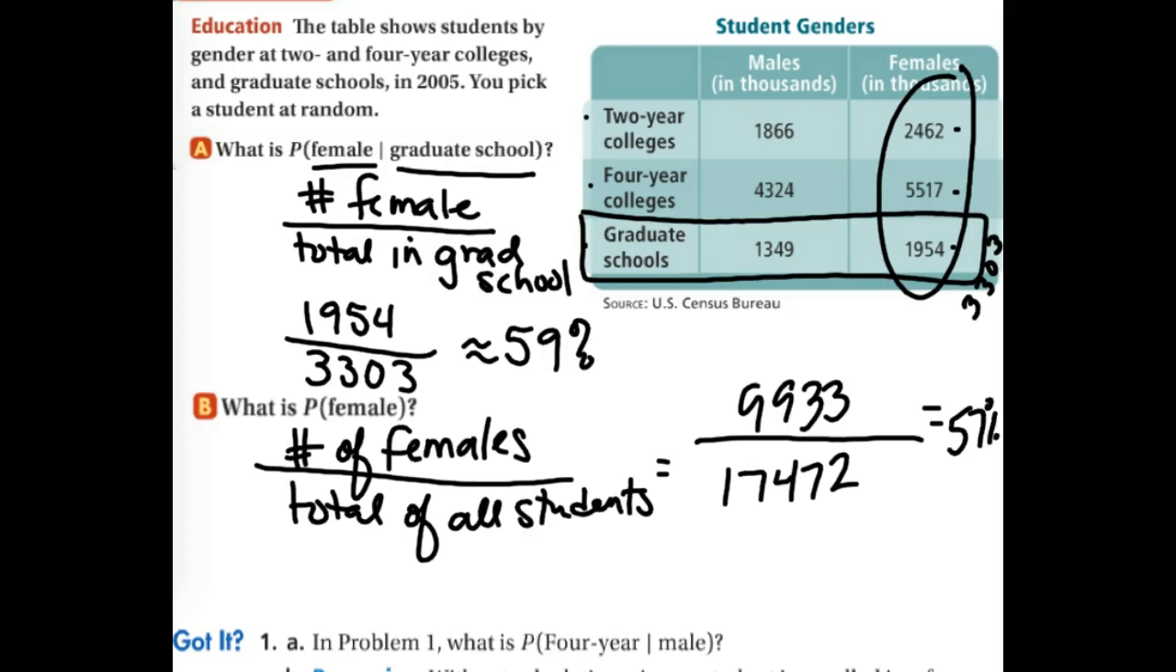I do want to clarify up here in the first example. I wrote total number of females. It should say number of females in grad school. Okay? Because this was a conditional one. We already knew we were in grad school, so we were only looking at the females in grad school compared to all the students in grad school. Okay? In the second example, we needed all females, right? The whole column.